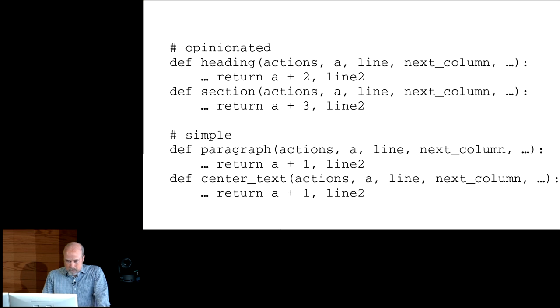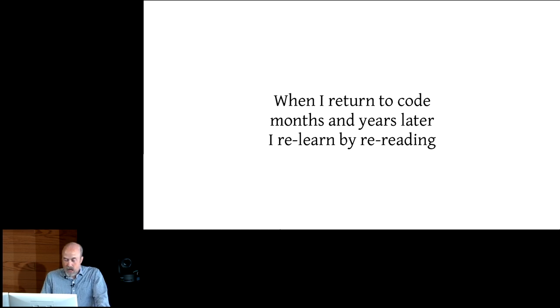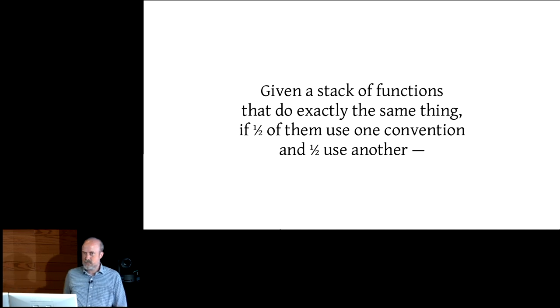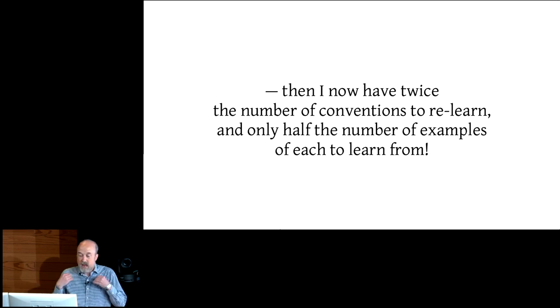Because of symmetry. Everything looks the same if I pass actions and A. When I return to code months and years later, I relearn my code by rereading it. Given a stack of functions that do exactly the same thing, if half of them use one convention and half of them use another, then I now have twice the number of conventions to relearn later and only half the number of examples of each to relearn from.